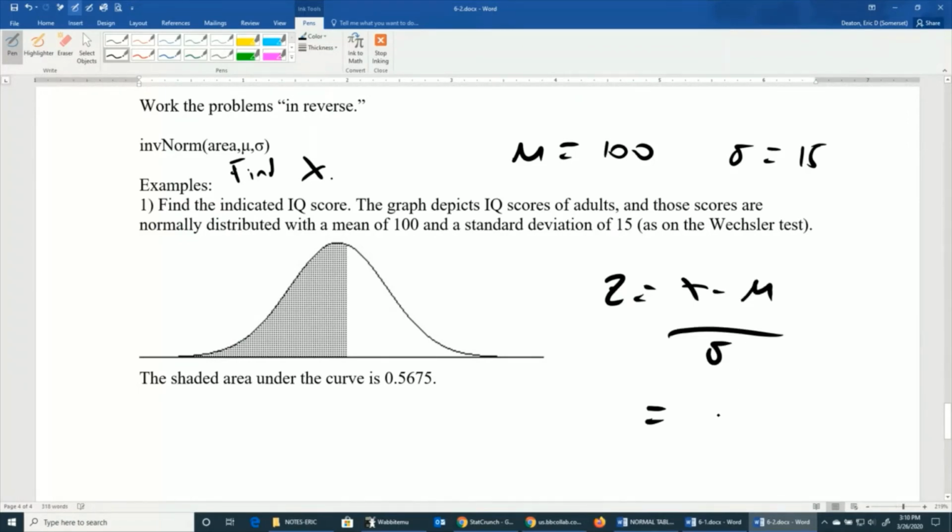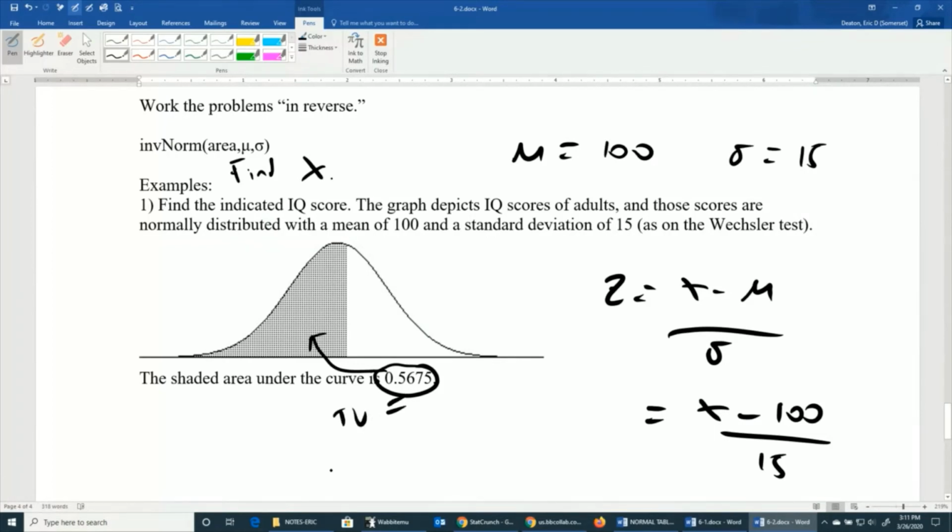Now what I have so far, I want to find X. I have the mean, I have the standard deviation. I need the z. So what I'm going to do is use this information to find the z, which means I can then find the x. What I'm told is that this area represents that shaded region. So I need to go to the table, and I'm looking at 0.5675, and the table value is given.